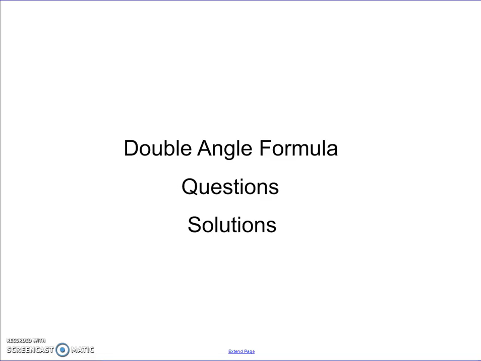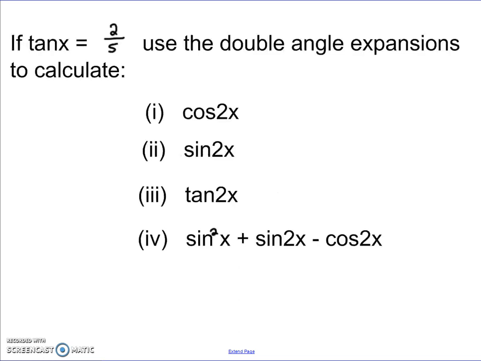What I'm going to do in this video is take you through the double angle formula questions I set last time. I'm going to show you how to work the solutions out and where they all come from. So, quick refresher of the questions. If tan x is equal to 2/5, use double angle expansions to calculate these four quantities: cos 2x, sin 2x, tan 2x, and then the final one, sin squared x plus sin 2x minus cos 2x.